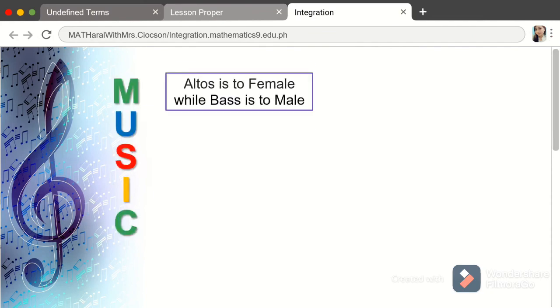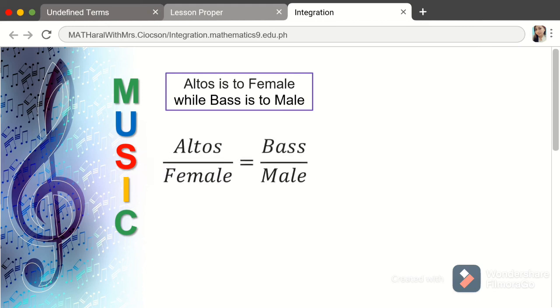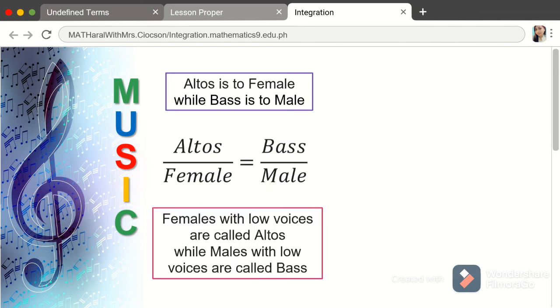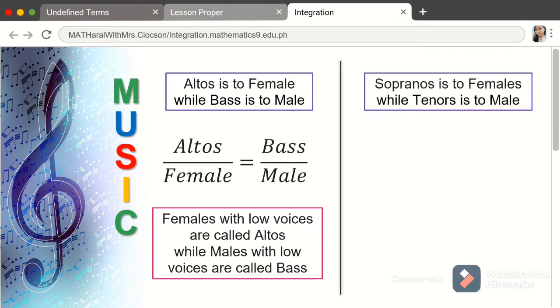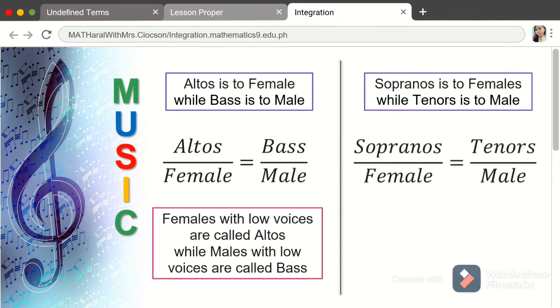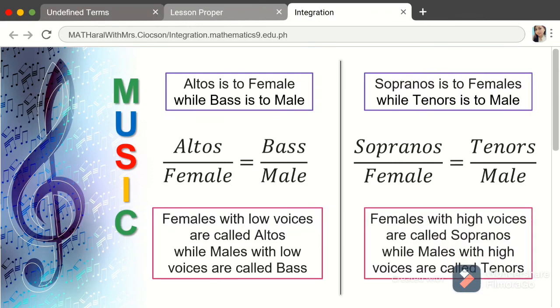Next, in music, alto is to female, while bass is to male. We have alto over female is equal to bass over male. Females with low voices are called alto, while males with low voices are called bass. Sopranos is to female, while tenors is to male. We have sopranos over female is equal to tenors over male. Females with high voices are called sopranos, while males with high voices are called tenors.